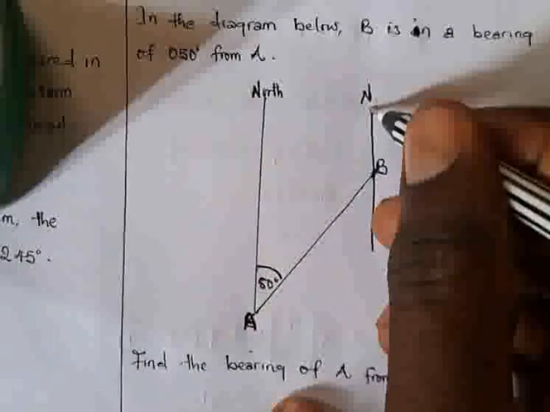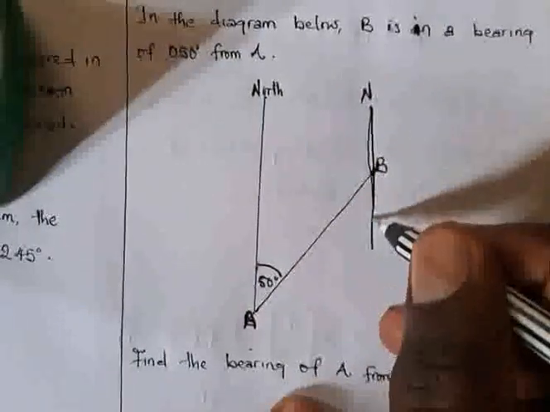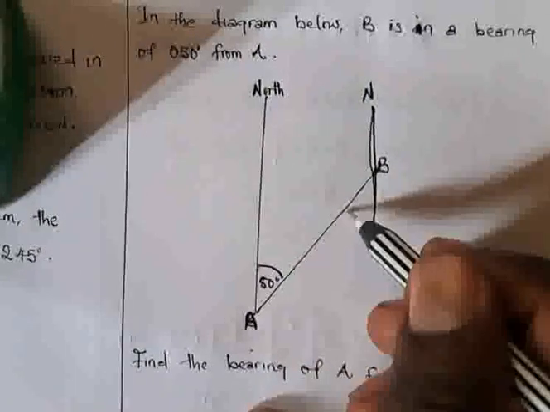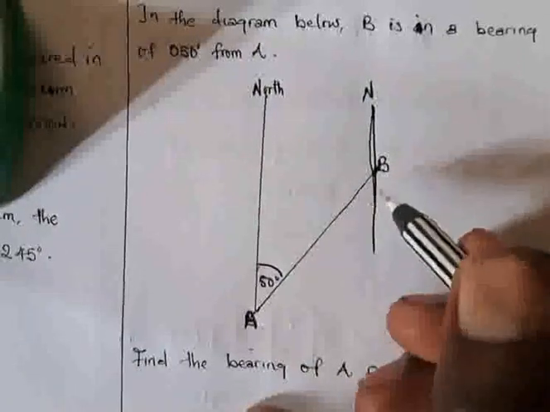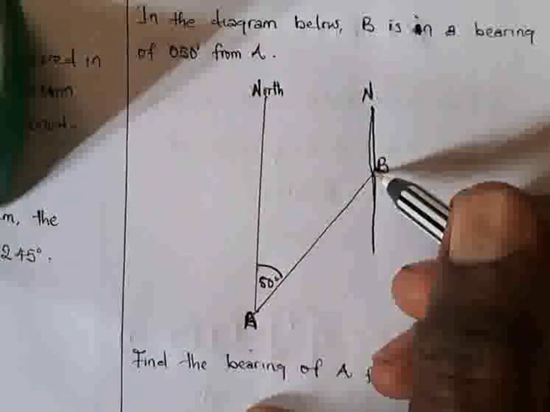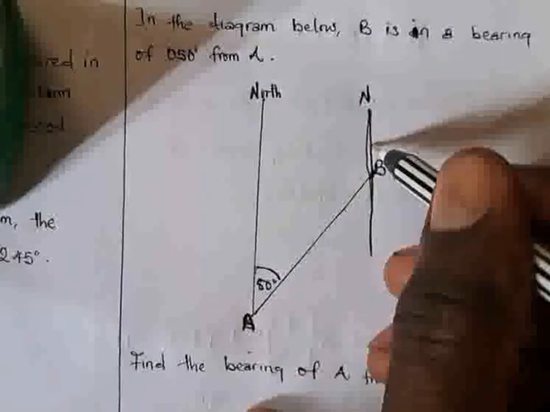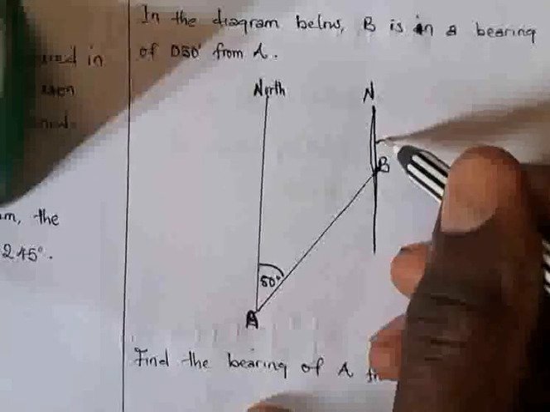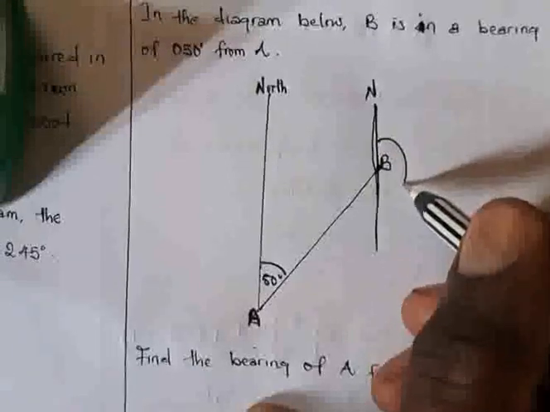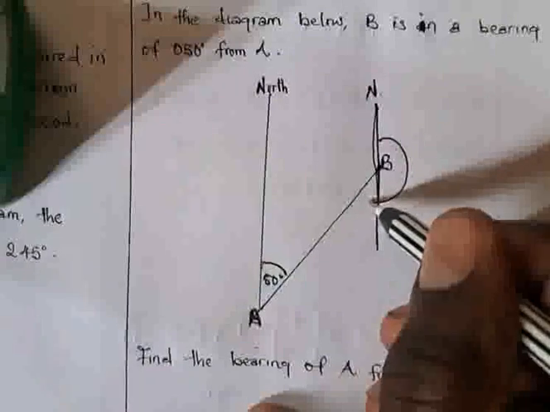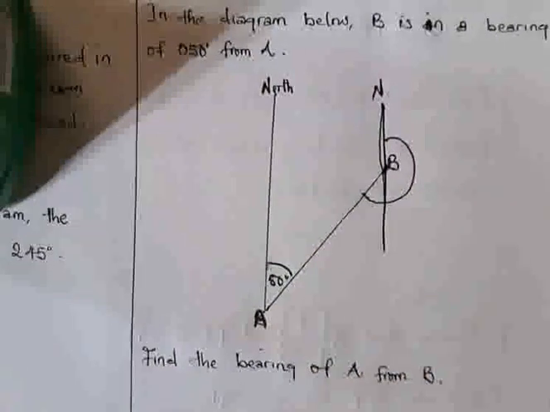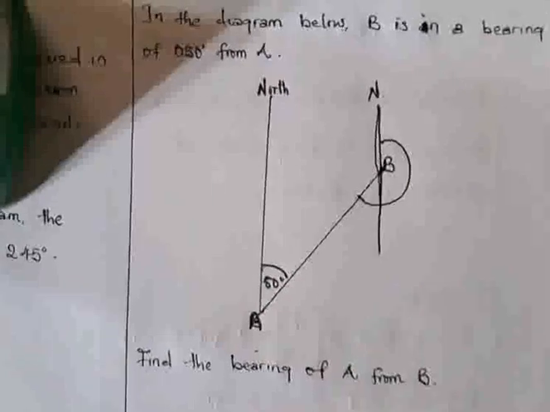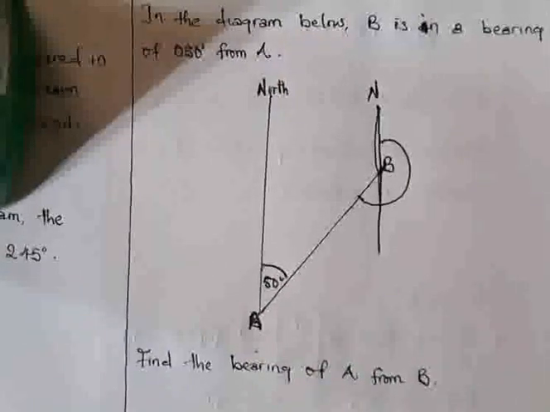Now when you make a point like this one, remember that you face north. From this point, you face north, and then you go in a clockwise direction until where A is, like that one there. So this is the angle that we want.